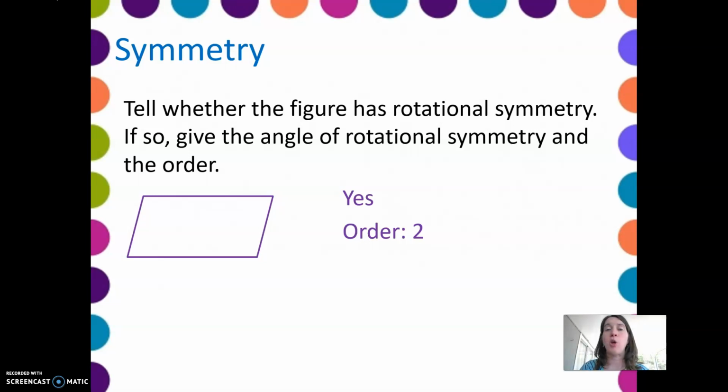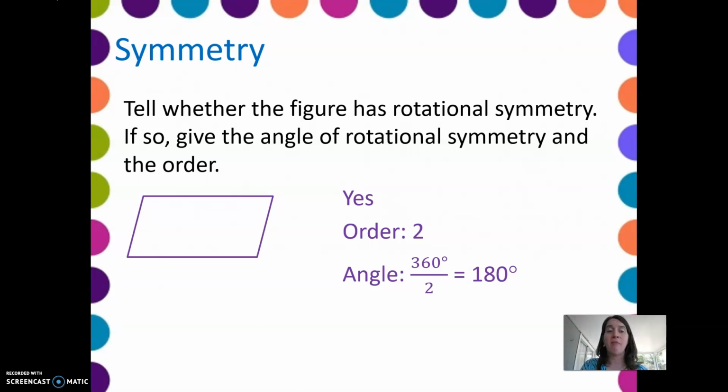Based on the fact that the order is 2, that means our angle is 360 degrees divided by 2, or 180 degrees in our problem. So with rotational symmetry, can I turn the picture around and I see the exact same picture again? If that is the case, then you do have rotational symmetry. How many times you see it is your order, and then to find the angle, take your rotation of 360 degrees and divide by how many times you saw your picture over and over again.